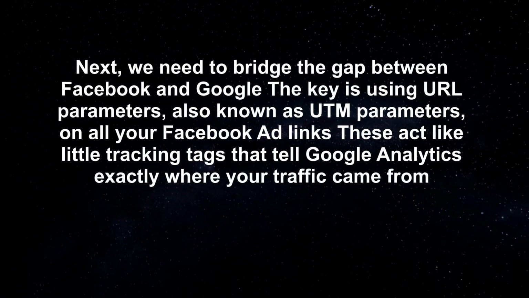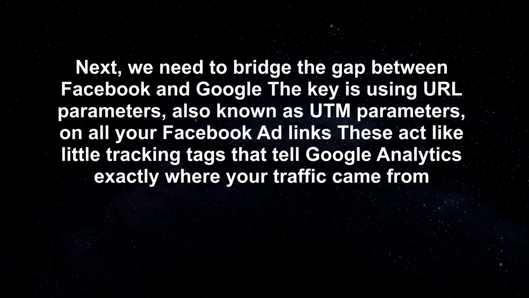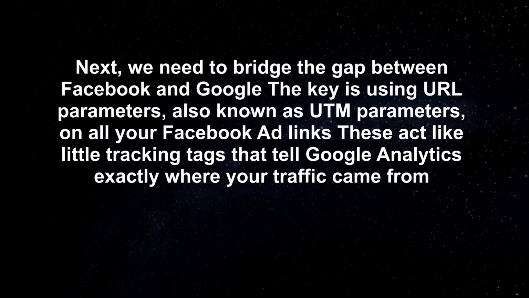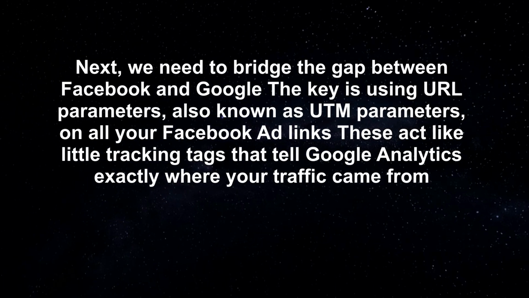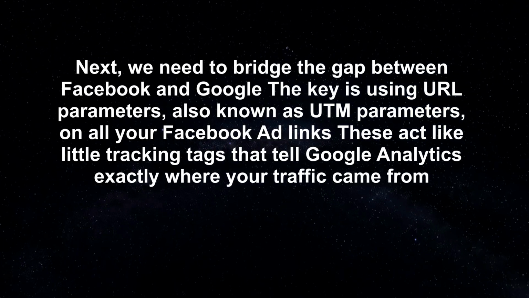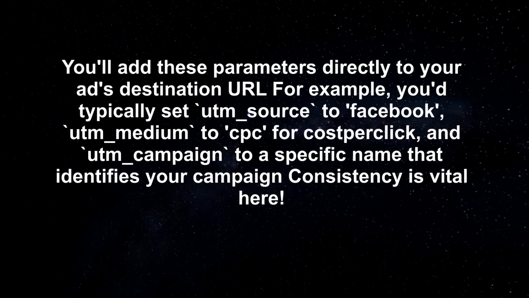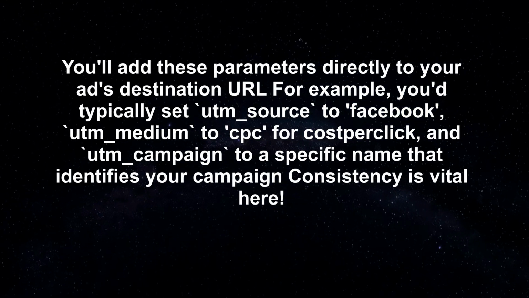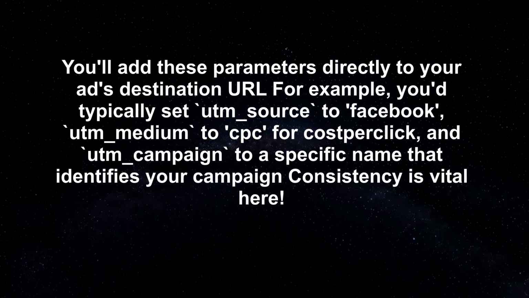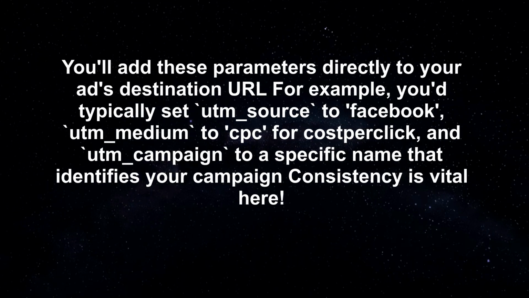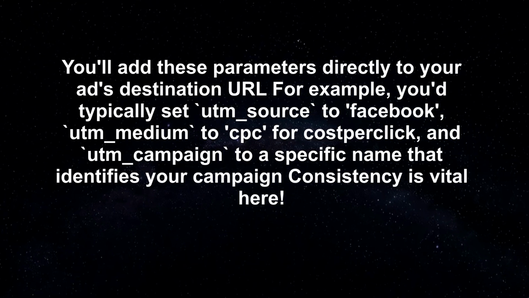Next, we need to bridge the gap between Facebook and Google. The key is using URL parameters, also known as UTM parameters, on all your Facebook ad links. These act like little tracking tags that tell Google Analytics exactly where your traffic came from. You'll add these parameters directly to your ad's destination URL. For example, you'd typically set utm_source to Facebook, utm_medium to CPC for cost per click, and utm_campaign to a specific name that identifies your campaign.